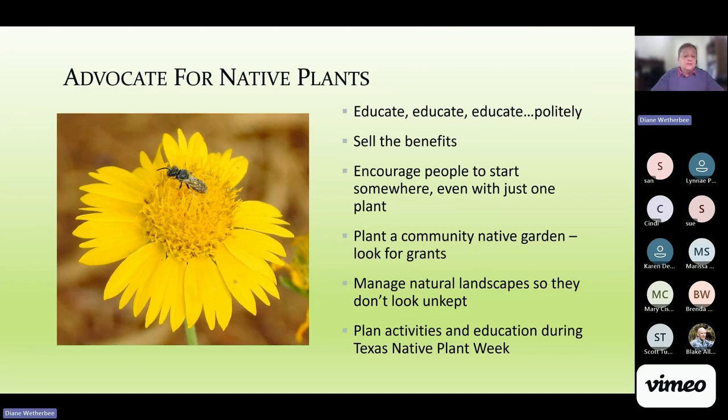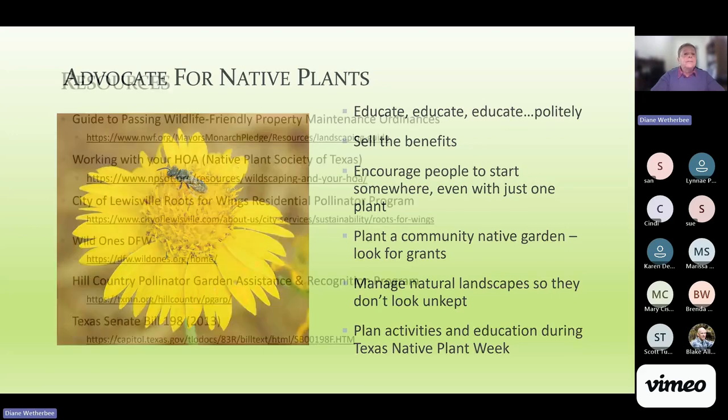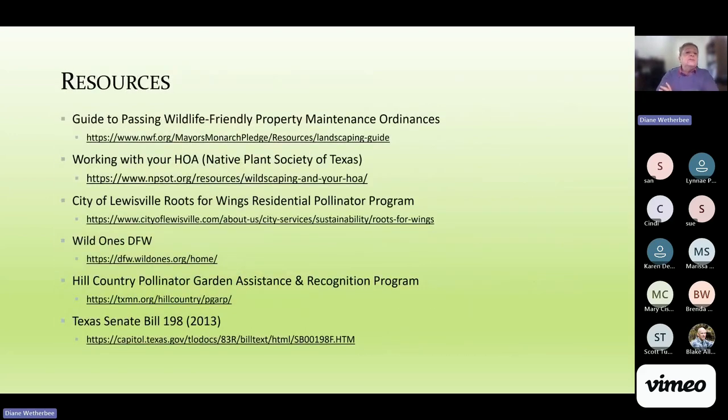Manage your natural landscape so it doesn't look unkempt. It needs to look intentional, kept, and neat. And then plan activities and education during Texas Native Plant Week. That's a great opportunity, a great time to start educating residents in general on native plants and how beautiful they can be. Here's a list of resources.